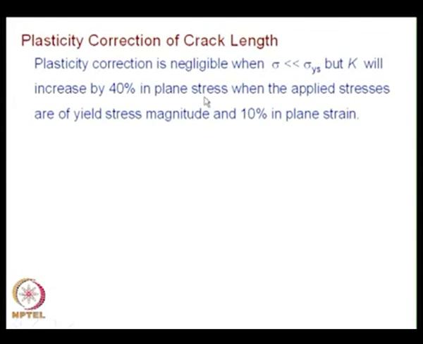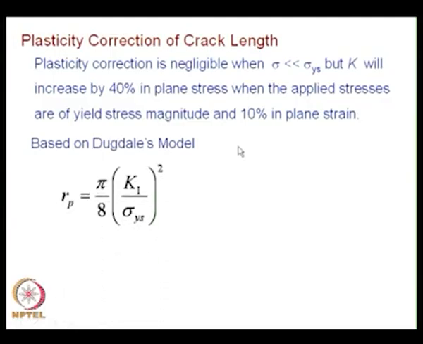What happens in plane stress and what happens in plane strain. And it is also worthwhile to look at the expression for Dugdale's model written out in a different fashion. When you rewrite, you can write this as pi by 8, which is 0.393.